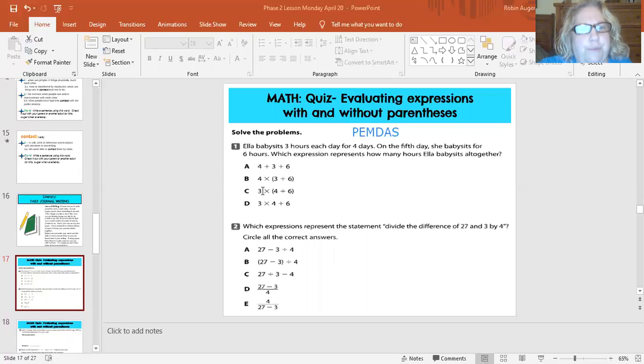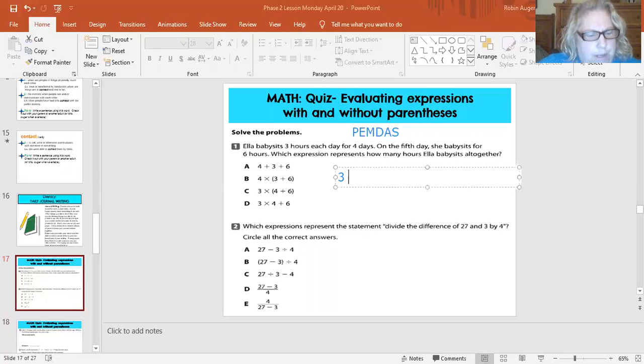Okay, and then 3 times 4 plus 6. We're not doing 4 plus 6 and then multiplying it by 3. So we're going to stick with this letter D down here. We have 3 hours times 4 days, and then we're adding in 6 hours. Okay, so if we were able to solve that, let's put a text box over here.